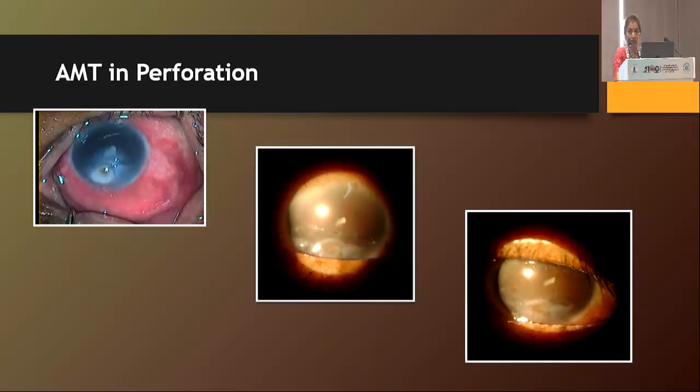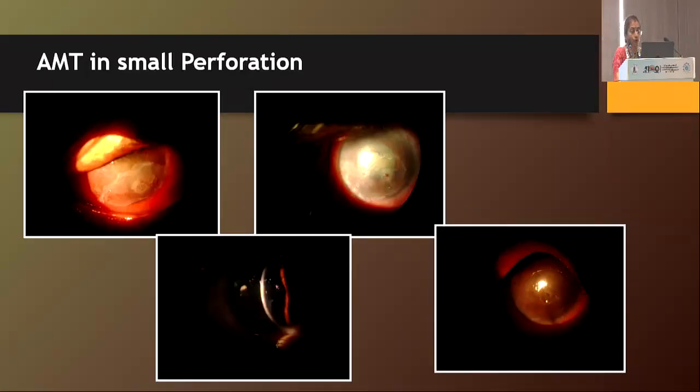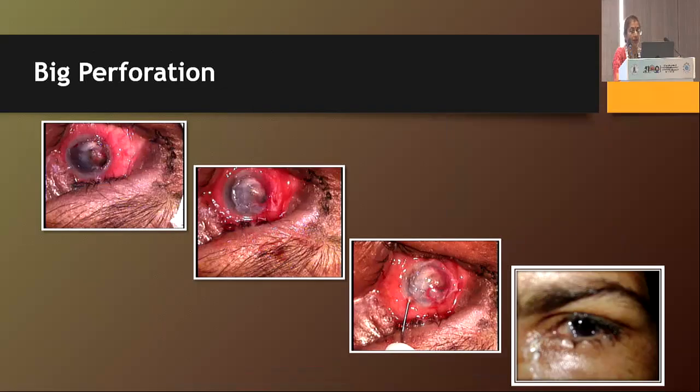So these are various cases of perforation where amniotic membrane was used. In this case, after complete healing, only cataract is there. If you operate the cataract in such cases, the patient can regain vision. In a few more cases here, you can also see good achievement of corneal thickness. So with amniotic membrane, it's not only the healing, but you can get the thickness.